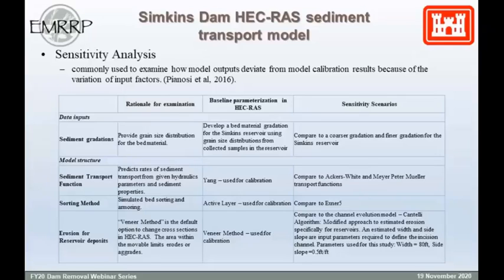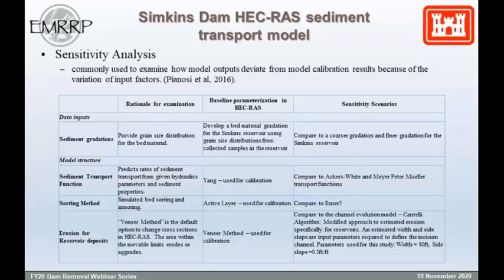I also looked at the sorting method. The sorting method is an algorithm that mixes the bed. So basically, you have your initial gradation, but that gradation will change over time based on sediment dynamics and how this algorithm makes up the sediment coming through the system. I used active layer for calibration, but then I compared that to another method, which is called EXNER5.